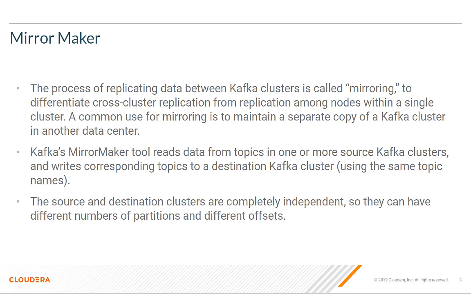So all the messages received by a topic in cluster A will be available in cluster B in the same topic. The source and destination clusters are completely independent, so they can have different numbers of partitions and different offsets. The important thing is to have the same topic names. So let's go to the configuration so I can show you my environment and then the Mirror Maker configuration steps.